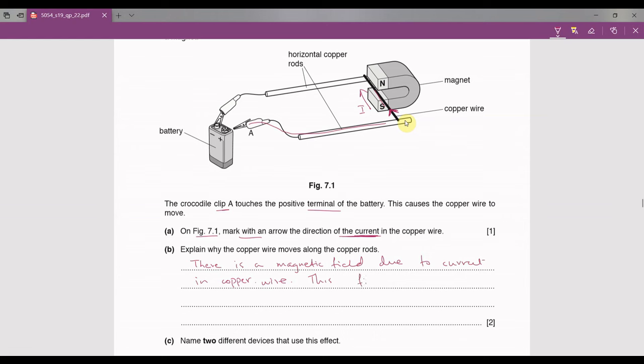This field will interact with the field of the permanent magnet. This will cause a force on the copper wire, which is why it's going to move.